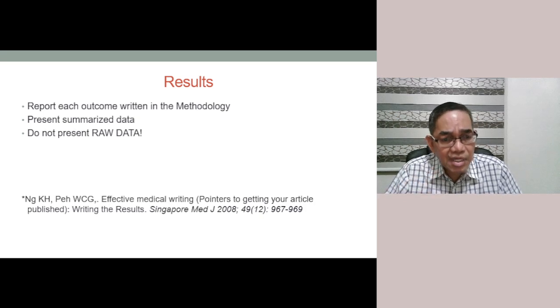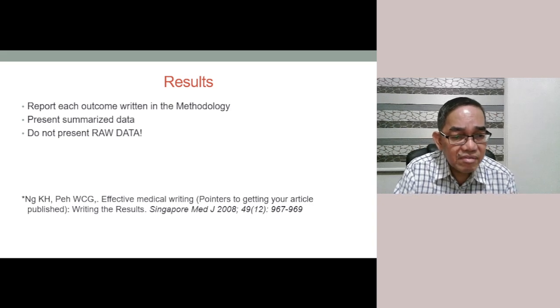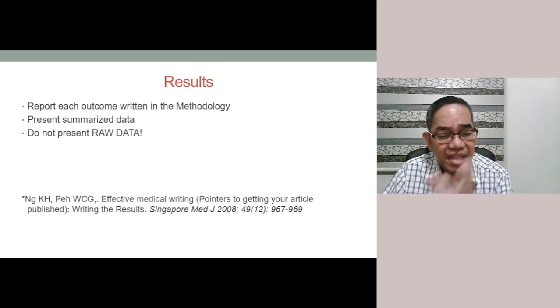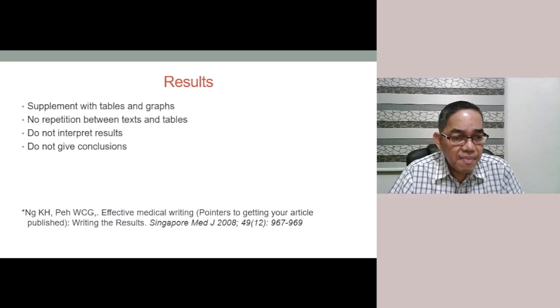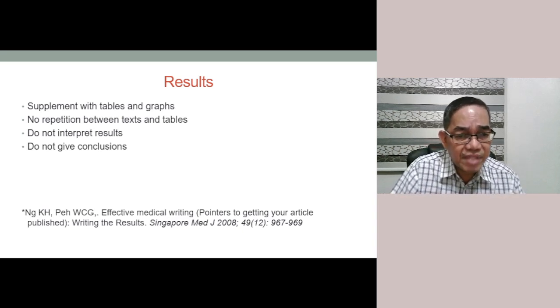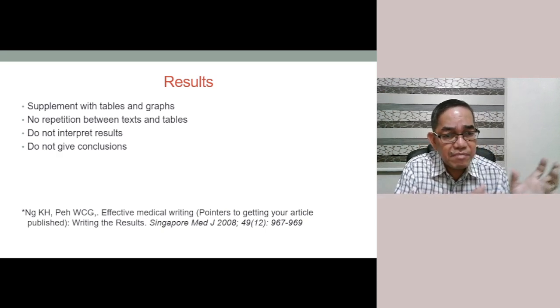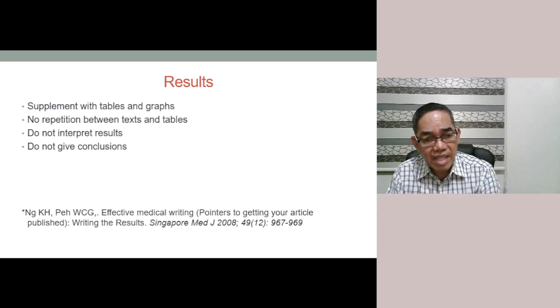Now, report the outcome written in the methodology. So we talked of the outcome, we report the outcome, and present summarized data. Do not present raw data in your results. Then supplement with tables and graphs. Later on, we'll be talking of tables and graphs, figures, and there should be no repetition between text and tables.